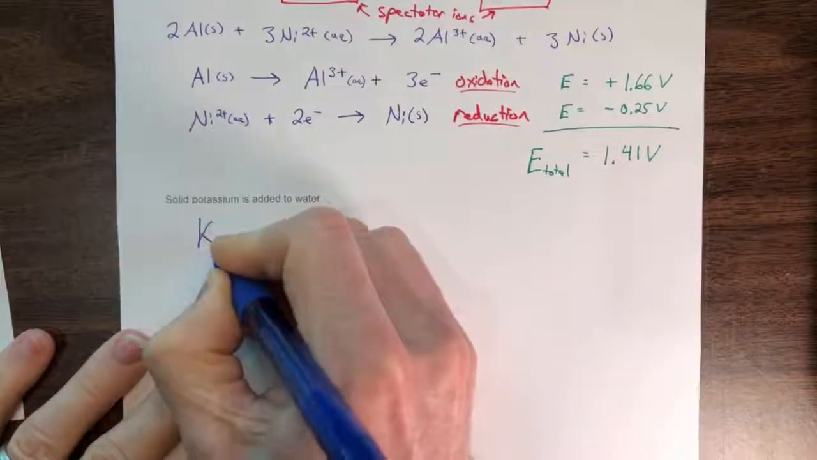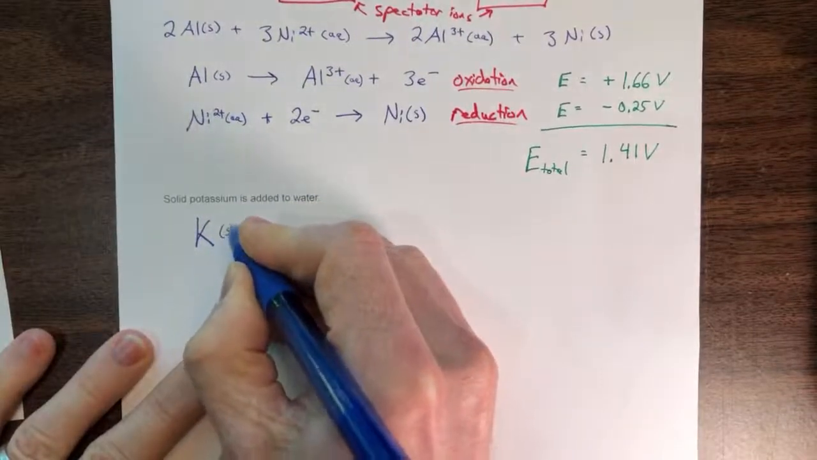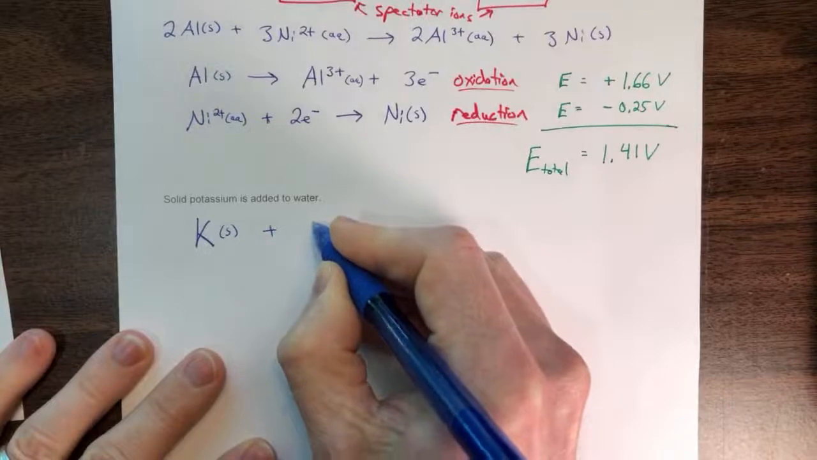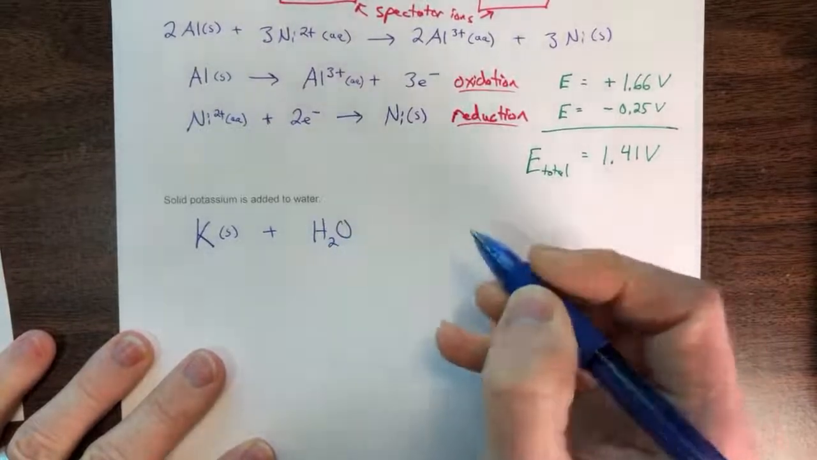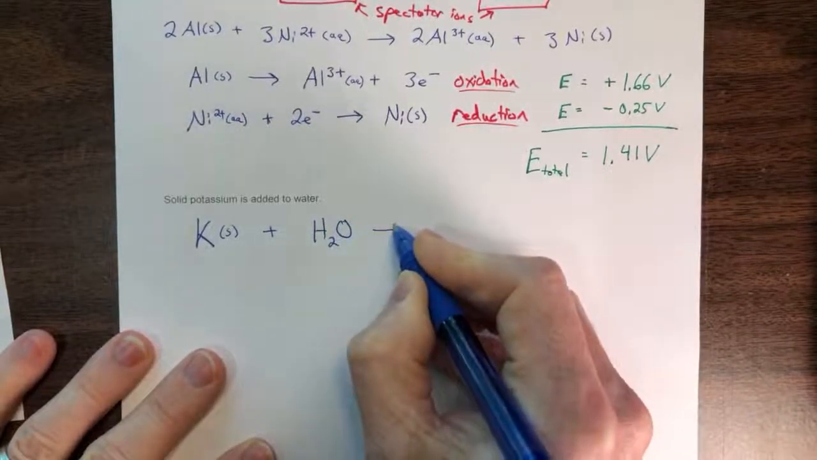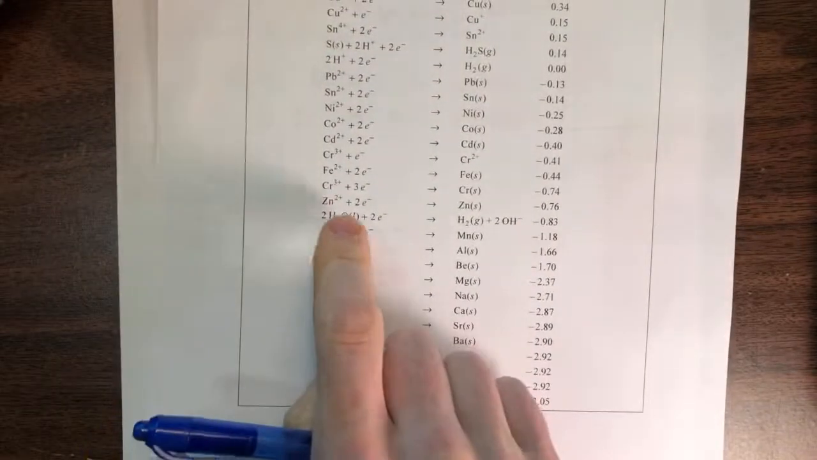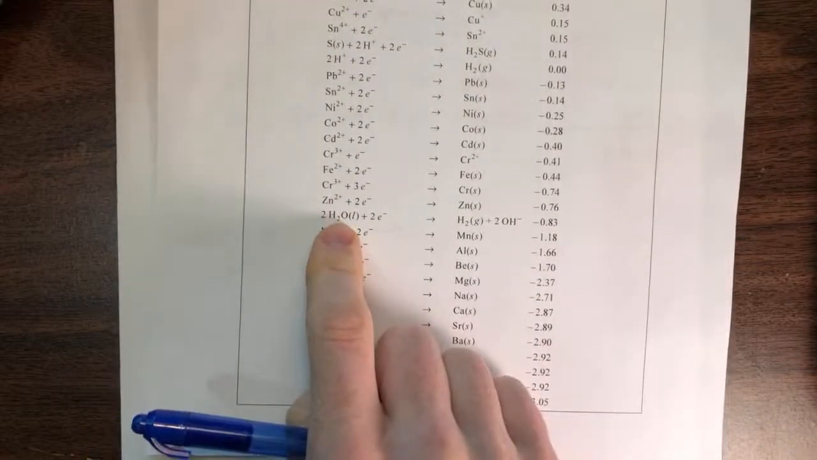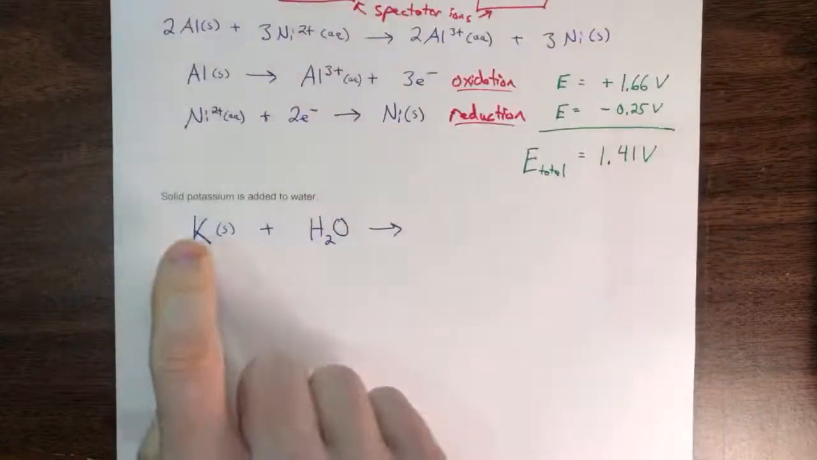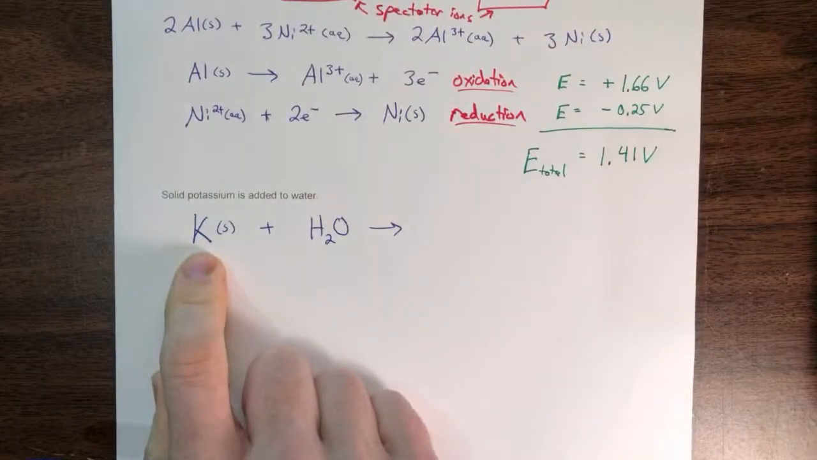So solid potassium is added to water, and you might be wondering, what in the world does water do? So we come over here, we find the point where water is gaining electrons, and we know that water is gaining electrons. How do we know that? Because potassium must be losing electrons in this, right?